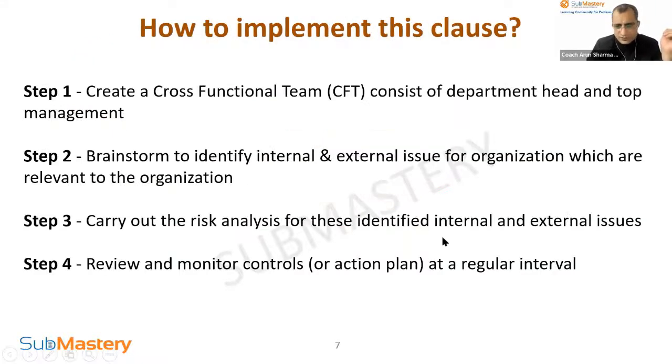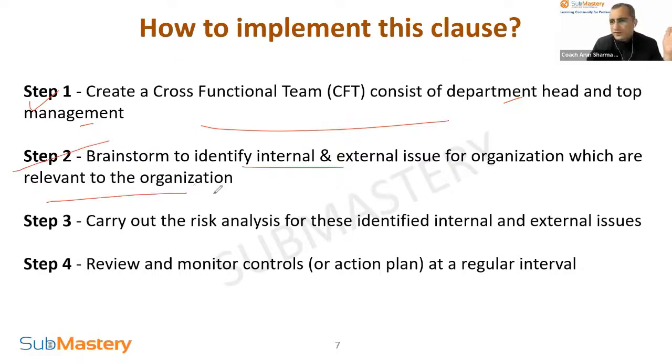How to implement this clause requirement? You create a cross-functional team which consists of department heads and top management, because they need to decide what the issues are, which issues need to be considered, and which issues need to be prioritized. You brainstorm and identify what internal and external issues are relevant to the organization. Then you carry out the risk analysis, and review and monitor with an action plan at regular intervals.